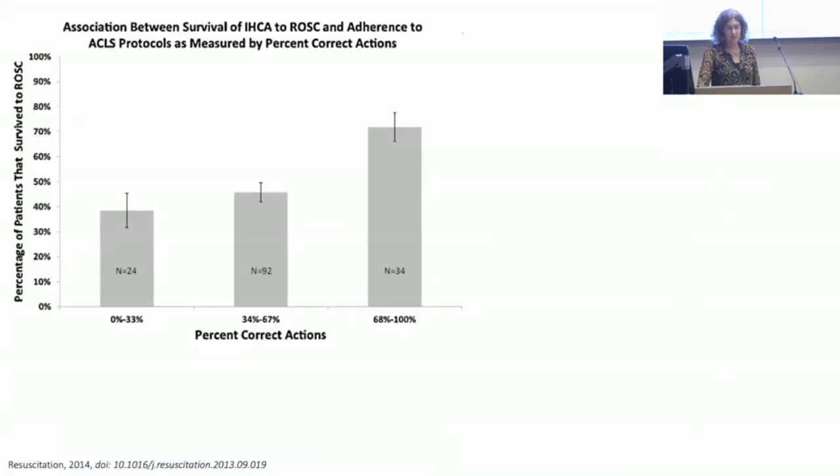So here's some of the healthcare data that this builds upon transitively. This one makes intuitive sense, but it wasn't until 2014 that we had really great data to show that it matters what steps we do during a crisis. In this case, it's ACLS protocols, and this is the association between survival of in-hospital cardiac arrest to return of spontaneous circulation. So this basically shows that it matters whether you follow the guidelines or not.